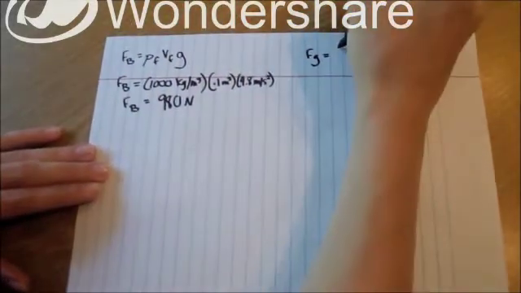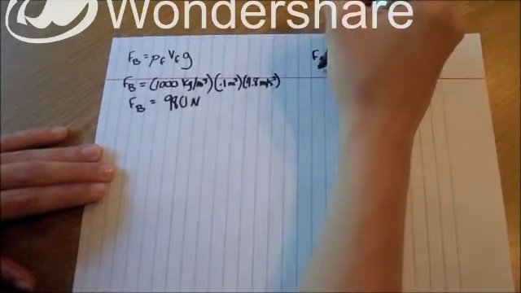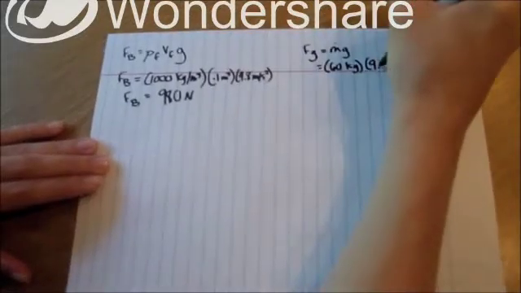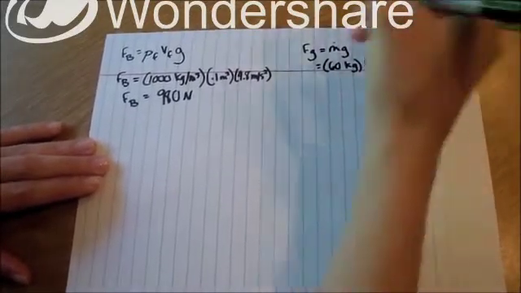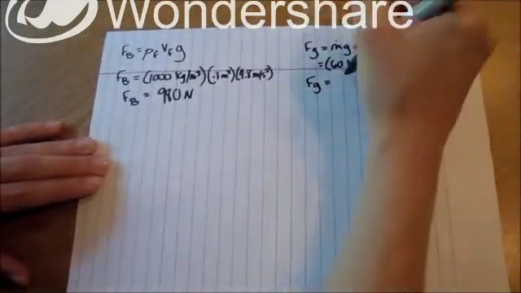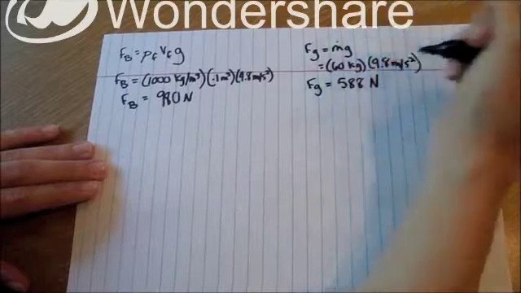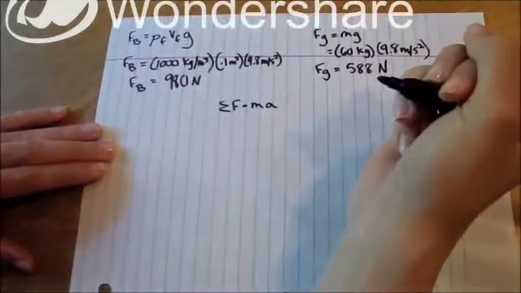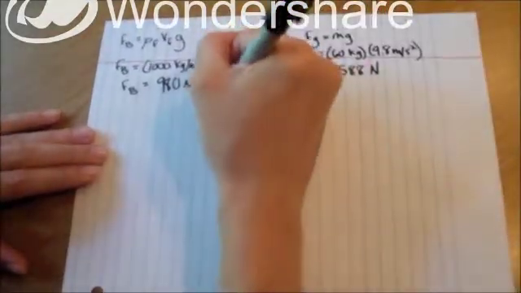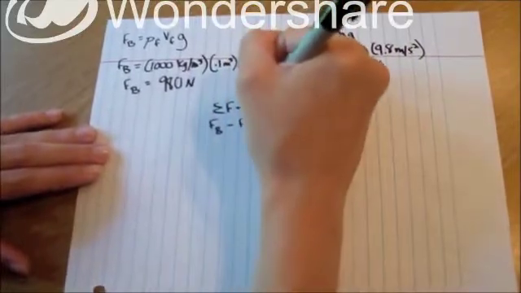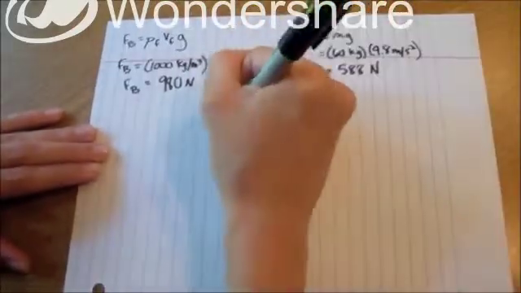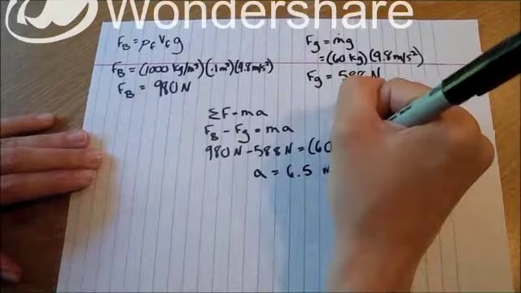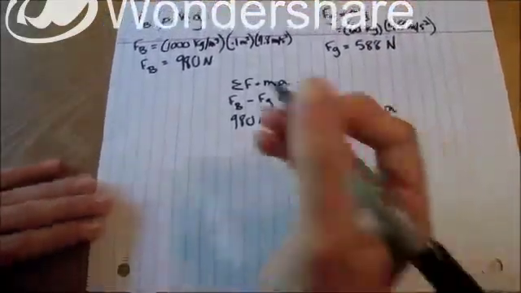We also need to find the weight of the diver, which is equal to mg. The mass of the diver is 60 kilograms, and g is 9.8 meters per second squared. We get the weight of the diver to be 588 newtons. To find the acceleration of the diver after she enters the water, we can sum the forces. The buoyant force is acting up on the diver, and the force of gravity is acting down. And we get the acceleration to be 6.5 meters per second squared in the upward direction.